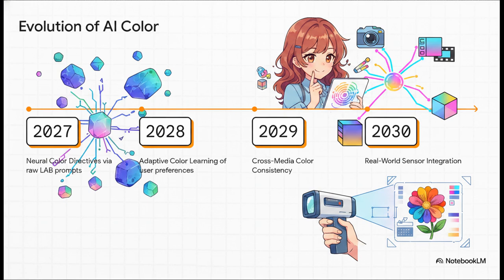In 2027, expect neural color directives, meaning we'll feed raw LAB vectors straight into models without text encoding. 2028 will bring adaptive color learning, where the AI actually learns your specific design preferences. By 2029, we'll see true cross-media color consistency, one LAB code rendering identically across 2D, 3D, and video. And by 2030, real-world sensor integration, perfect physical to digital matching straight from a spectrophotometer into your digital space.